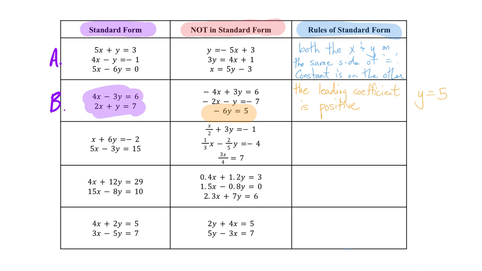Y does not vary with respect to x. Y is the same thing all the time. So just because there is no x doesn't mean that it's not a line. Just the same as just because there's no x doesn't mean that it's not standard form. The key on row B was that the leading terms were all negative.